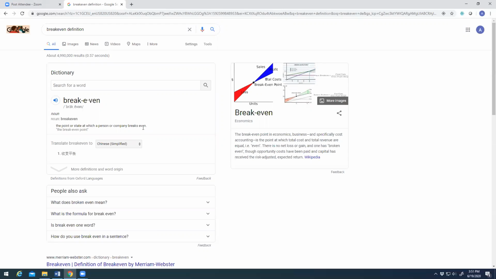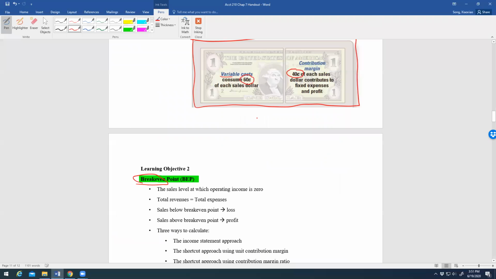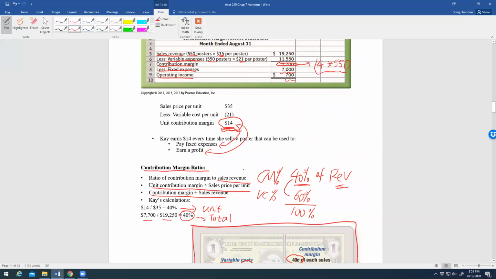That's ridiculous. Break-even means something breaks even. Anyway, it means you are not earning money. You don't have a profit and you don't have a loss. You just break even. Your operating income is zero.